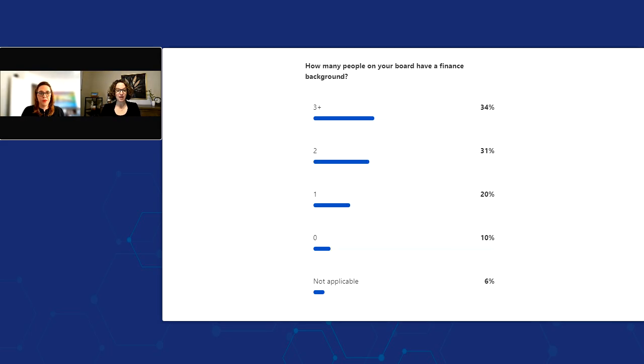Well, it looks like 3+ is really the high, and around 10% don't have any financial background individuals on their board. So I think in general, no matter what kind of financial background, a lot of times that financial background might be in the for-profit space. And so nonprofits are maybe a little bit different. So we're going to jump into ways to help our boards.